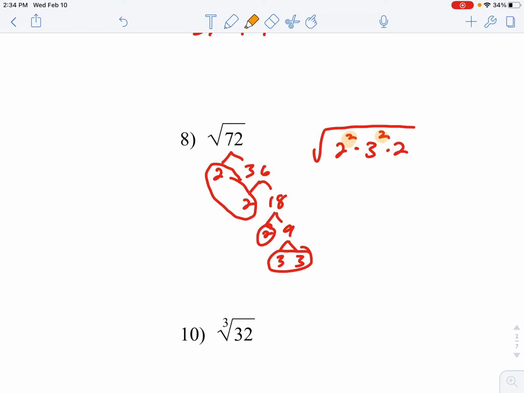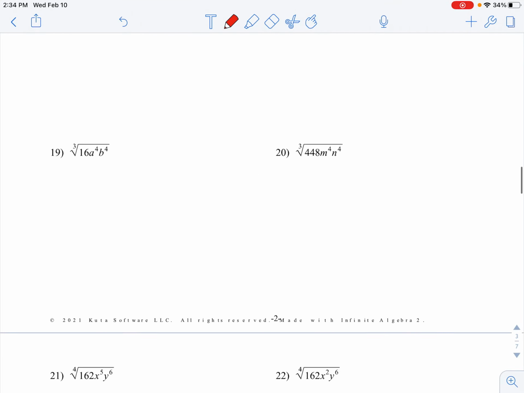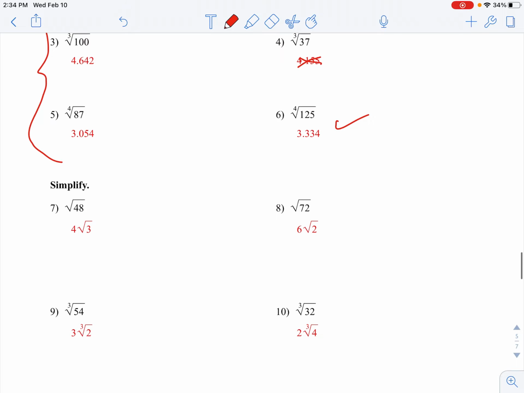The ones with squares are the ones that simplify. The square root cancels a square, you can bring out a 2. Cancels that square, you can bring out a 3. And radical 2 is left behind, so this becomes 6 radical 2 as a final answer, or 6 square root of 2. Check number 8. 6 square root of 2 it is.